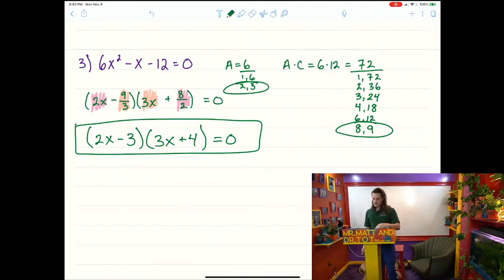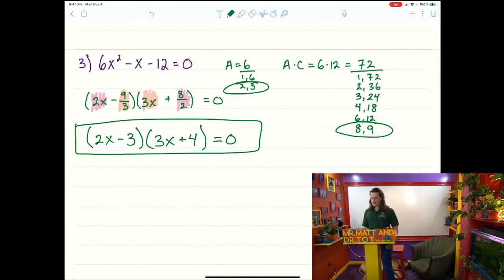Okay, so our a value here is 6, so the factors of 6 are 1 and 6, 2 and 3. A times c is going to be 6 times 12, which is 72. 72 contains quite a few factored pairs. We have 1 and 72, 2 and 36, 3 and 24, 4 and 18, 6 and 12, and then finally 8 and 9. 8 and 9 will give us the difference that we are looking for of negative 1. Our b value here is negative 1, so a negative 9 and a positive 8 will get us that.